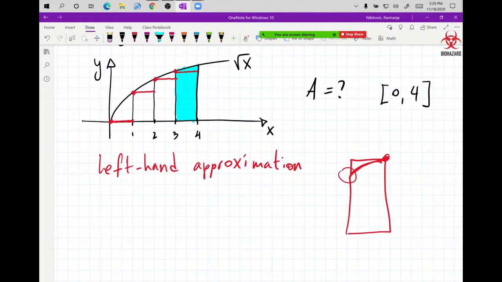So that's a very easy concept. I mean, it's left and right. I just want you to know exactly why it's called the left-hand approximation.